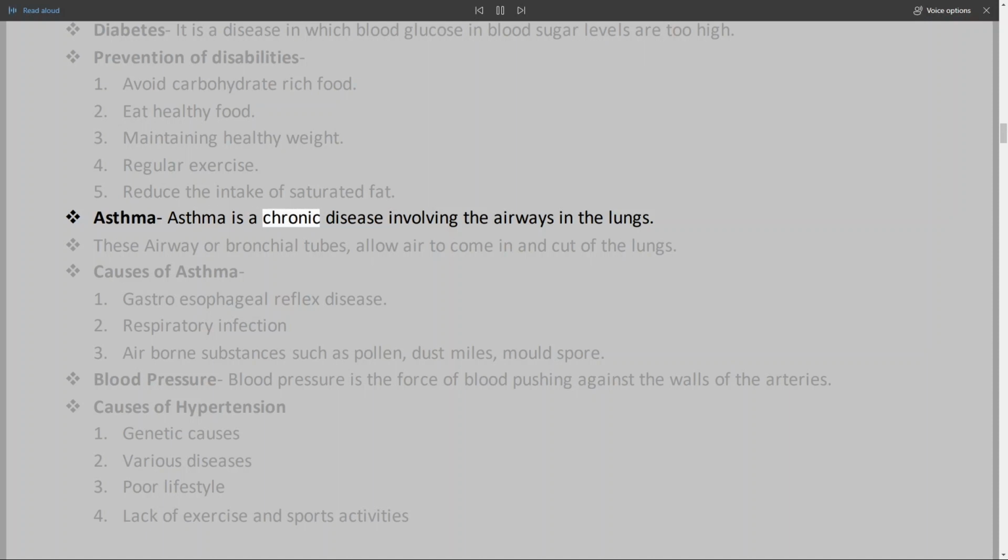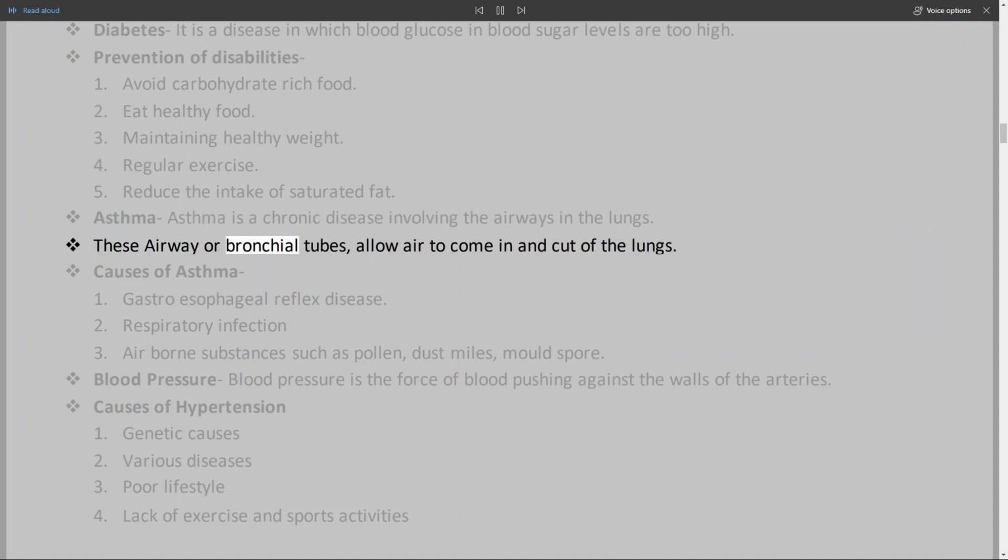Asthma. Asthma is a chronic disease involving the airways in the lungs. These airways or bronchial tubes allow air to come in and out of the lungs. Causes of asthma: 1. Gastroesophageal reflux disease. 2. Respiratory infection. 3. Airborne substances such as pollen, dust mites, mold spores.